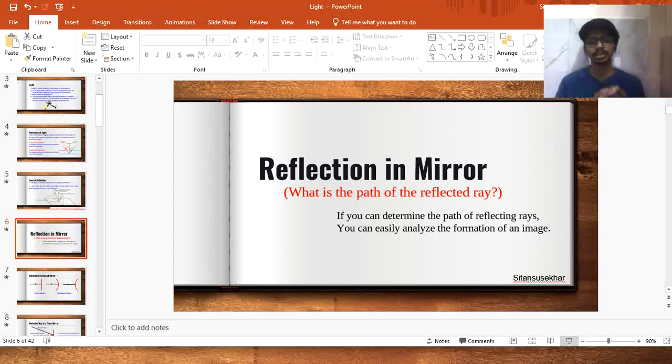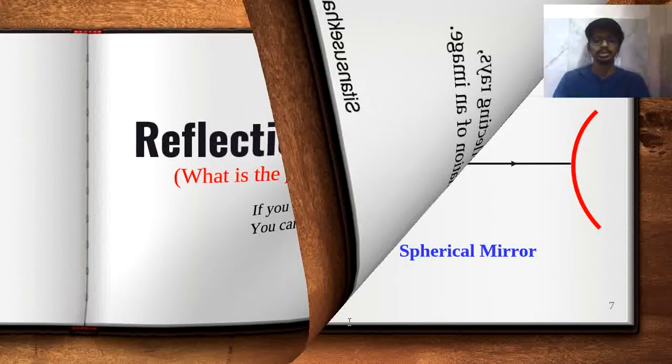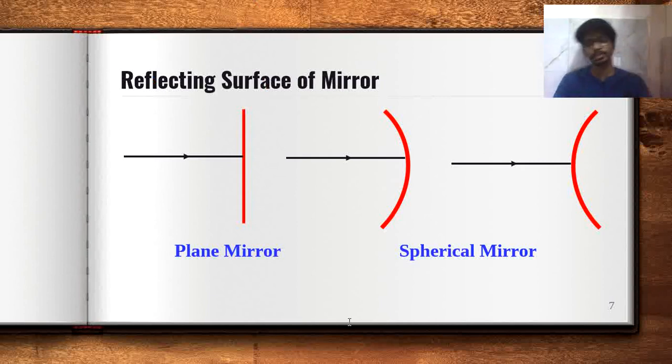Before discussing reflection in a mirror, let us first discuss the reflecting surface of a mirror. This is the mirror, and light is coming from this side. This is the surface. Whether the surface is plane or curved, this is the reflecting surface of the mirror.